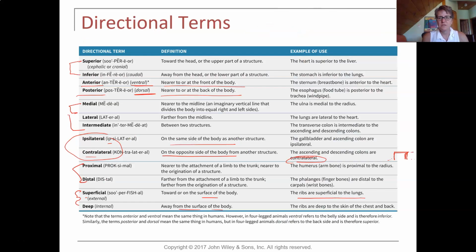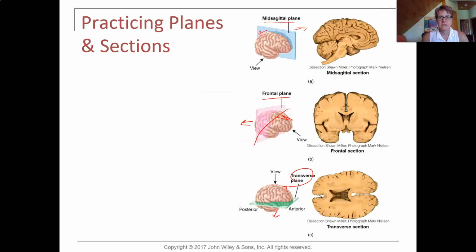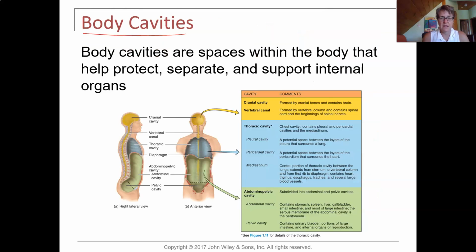All right. So this vocabulary is important. We will be revisiting it in lab. These planes and sections are also important. We will be revisiting them in the lab material. Now we get to body cavities, and body cavities are cool. And it's like we just kind of specialize. So we start with the dorsal body cavity.